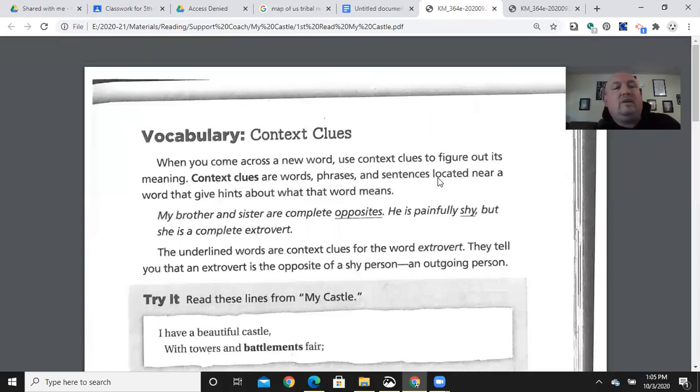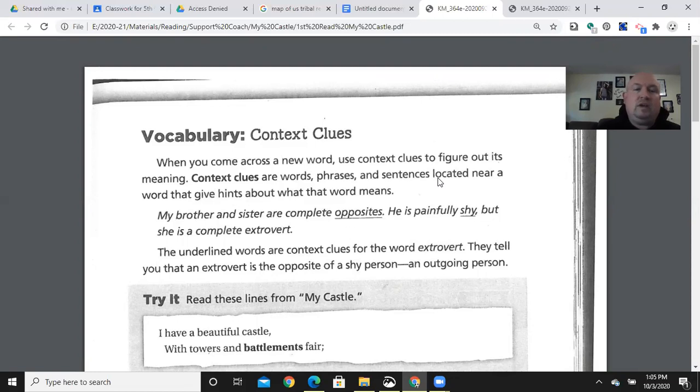All right, we'll begin this lesson with talking about context clues. Context means using the words around it to help define an unknown word. When you come across a new word, use context clues to figure out its meaning. Context clues are words, phrases, and sentences located near a word that give hints about what the word means.